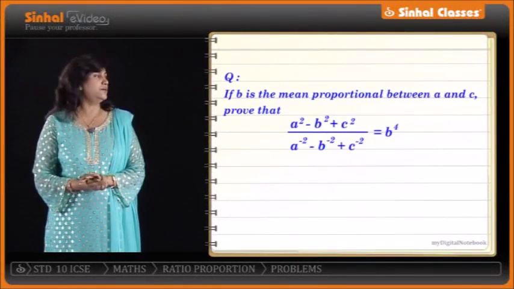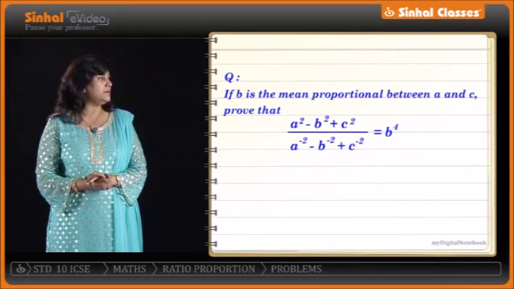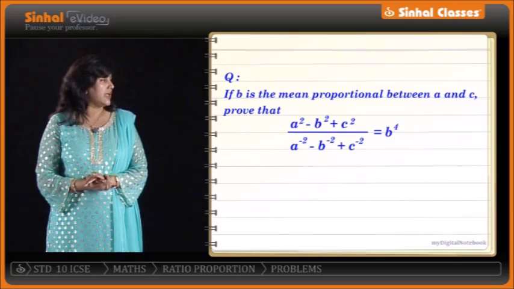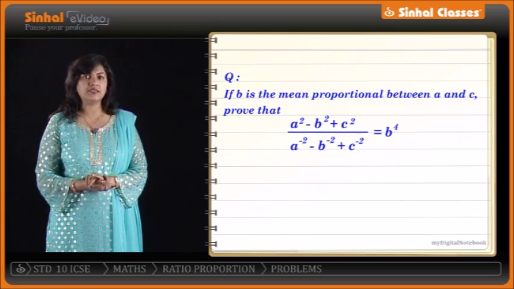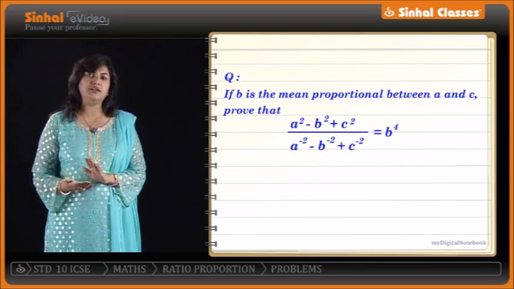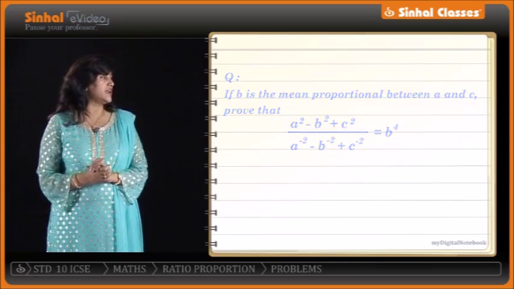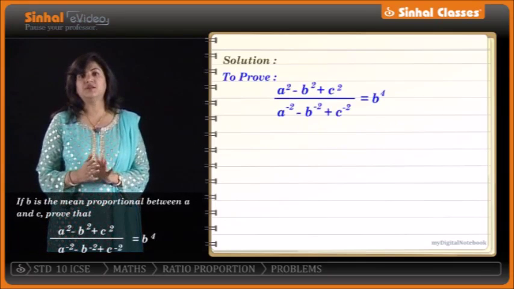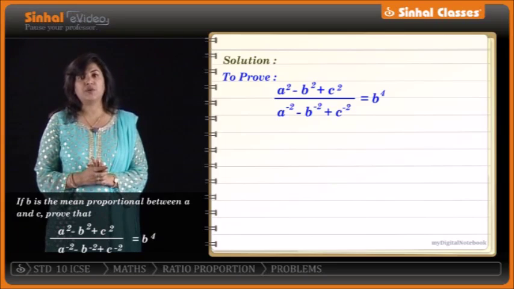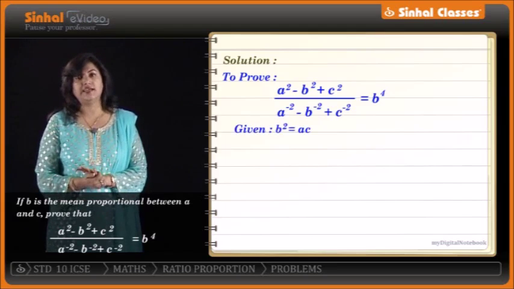Now to the next problem. If B is the mean proportional between A and C, prove that (A square minus B square plus C square) upon (A raised to minus 2 minus B raised to minus 2 plus C raised to minus 2) is equal to B raised to 4. Now here we are given B is the mean proportional between A and C. In that case we get B square is equal to AC. So we substitute this in LHS.